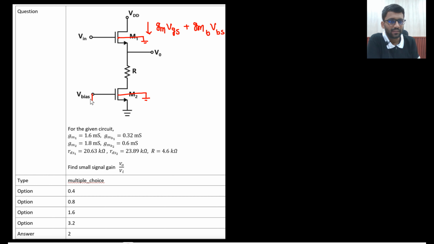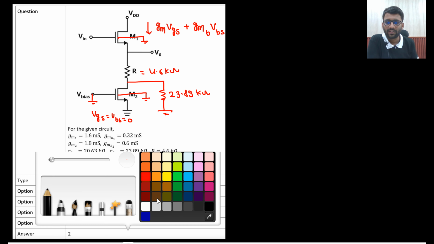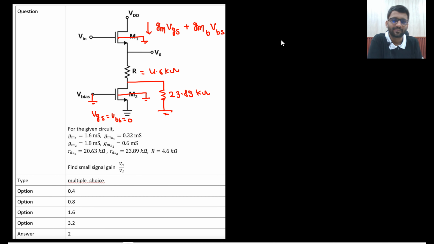This is V bias, a DC voltage. This will also be small signal ground. So VGS is 0, VBS is 0, so no current component is there. Basically VGS equals 0 and VBS is also 0, so the current component is 0 here. Only R0 is connected, that is RDS2, which is 23.89 kilo ohm. And what is the value of R? 4.6 kilo ohm.